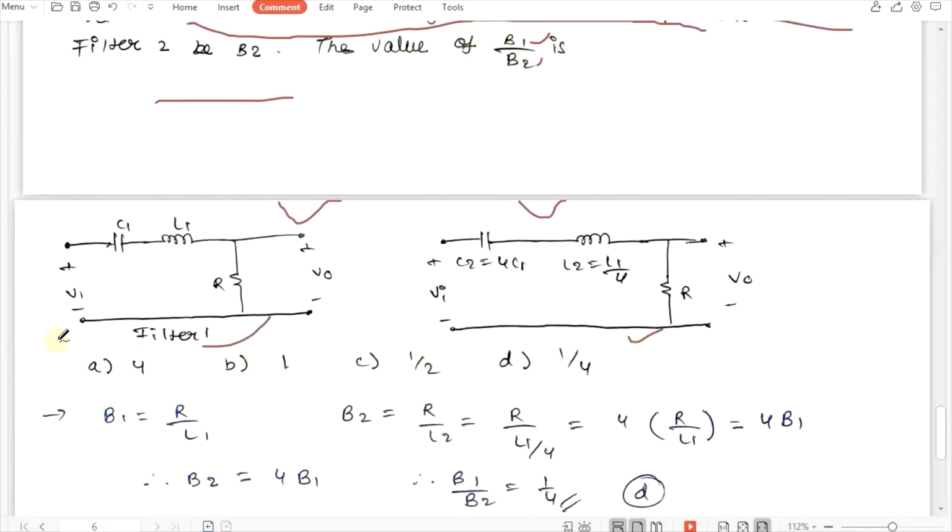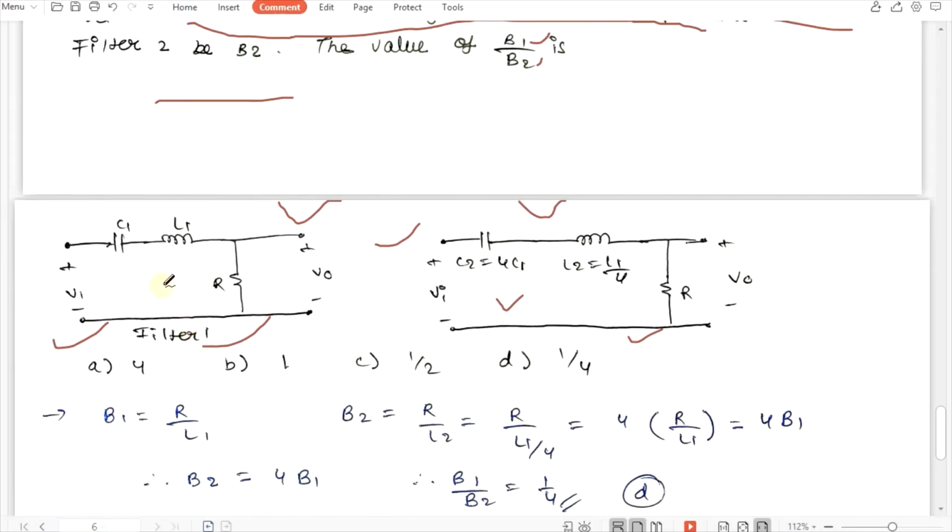If you observe this circuit carefully, here you have capacitor, inductor, resistance values as C1, L1, R respectively, and for the second filter it is C2 equals 4C1, L2 equals L1 by 4, R is the same. So basically in this second filter, the capacitor value is increased and the inductor value is decreased by that factor. So you have to do this modification in the formula and you will get the answer.